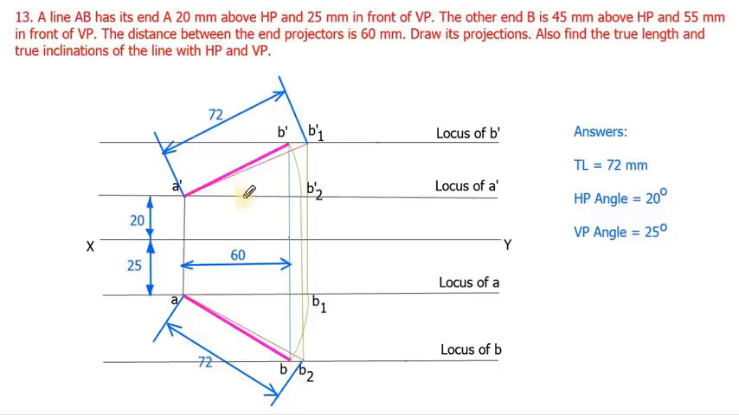Similarly, you can indicate here also as theta and this one as phi. Like this, you can mention this angle, that is theta. Similarly, this angle as phi. So this should be 20 and this should be 25. Right, here all dimensions are in mm.